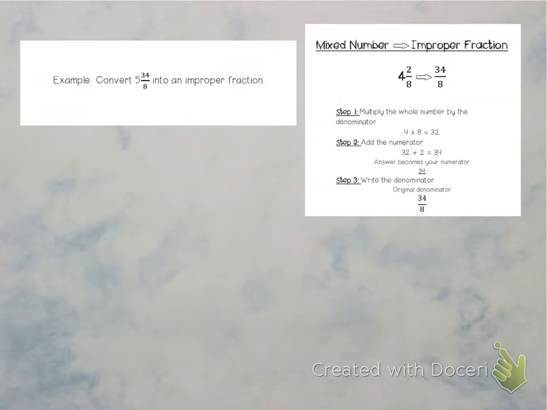So let's practice this. I copied and pasted this fraction, so give me a second. So this is actually going to be 5 4/8. So let's change that together. Okay, so here we have 5 4/8, and we said our operation was going to be to multiply. So we're going to put a dot in between our whole number and denominator and add our numerator.